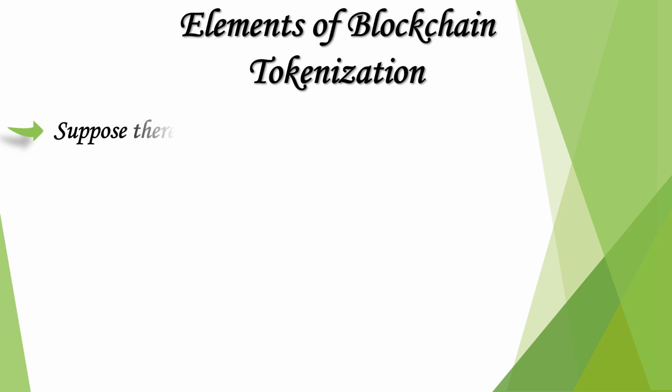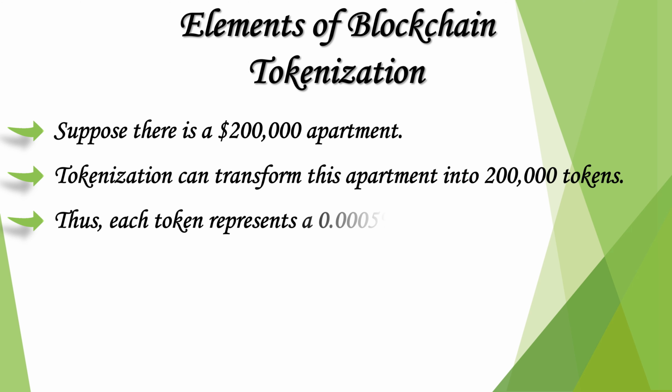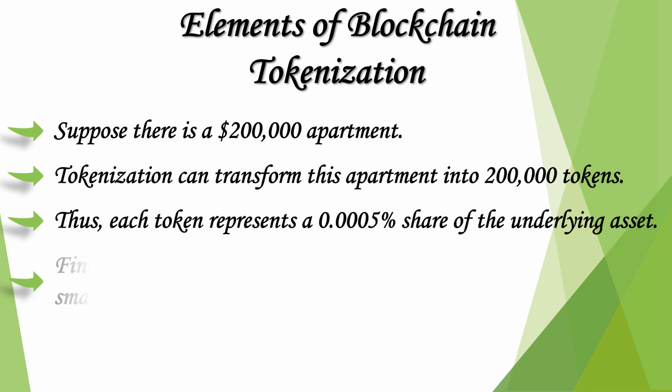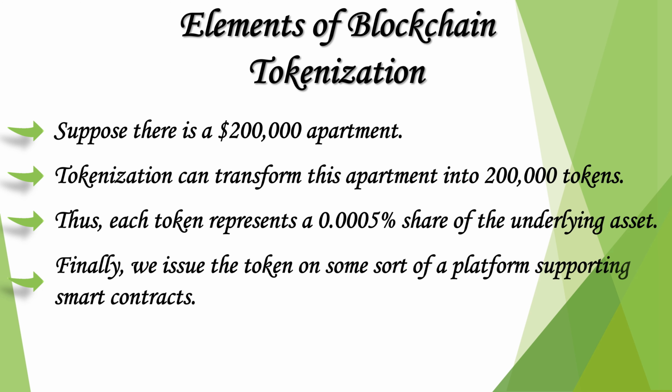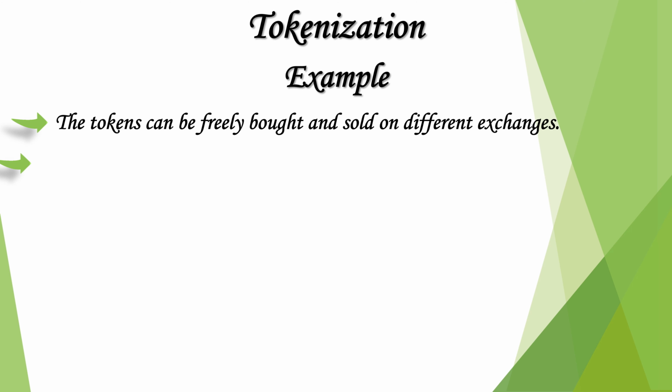Suppose there is a $200,000 apartment. Tokenization can transform this apartment into 200,000 tokens. Thus, each token represents a 0.0005% share of the underlying asset. Finally, we issue the token on some sort of a platform supporting smart contracts. For example, the tokens can be freely bought and sold on different exchanges.